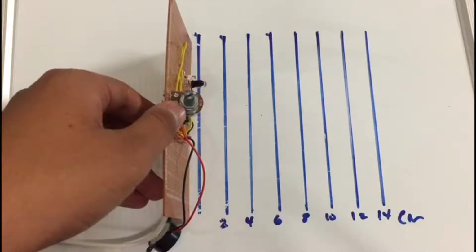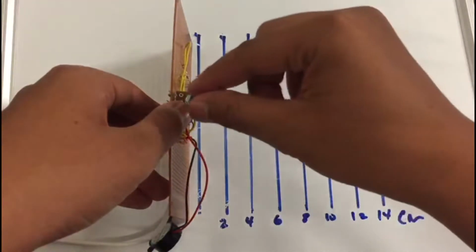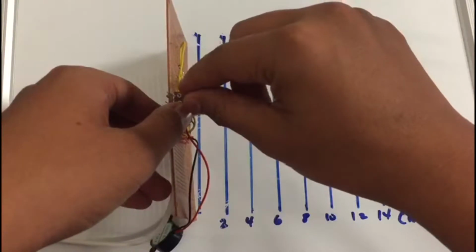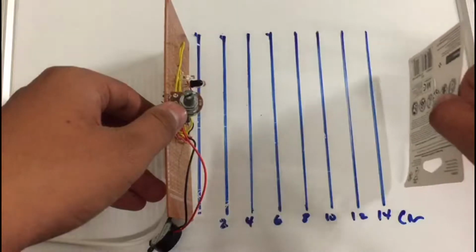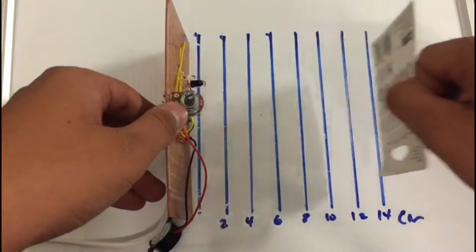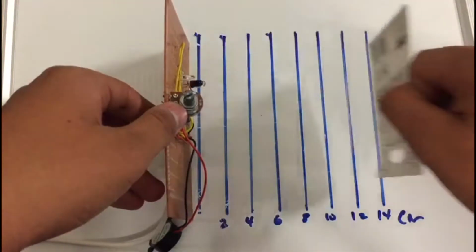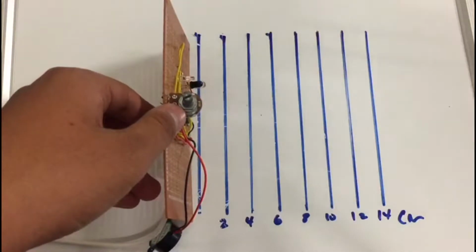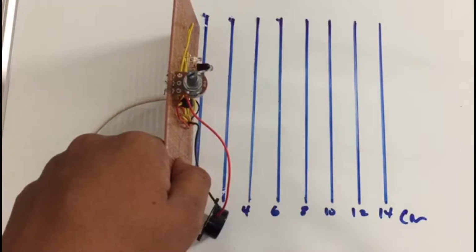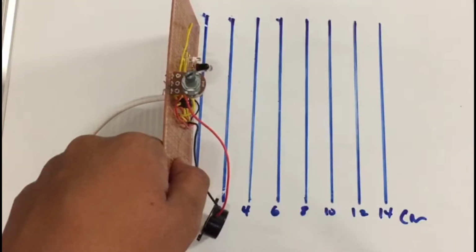This is the highest resistance value that we have set on the potentiometer. Let's see the result. From the experiment, we can conclude that as the resistor value increases, the distance at which the IR sensor detects the object will decrease.